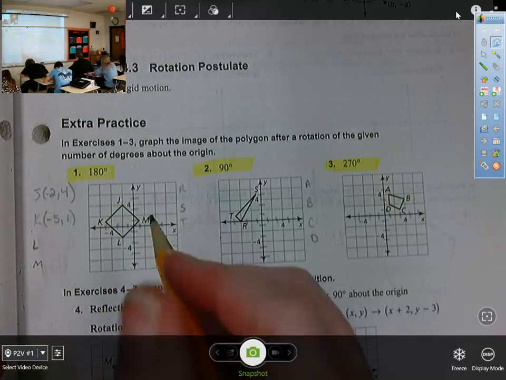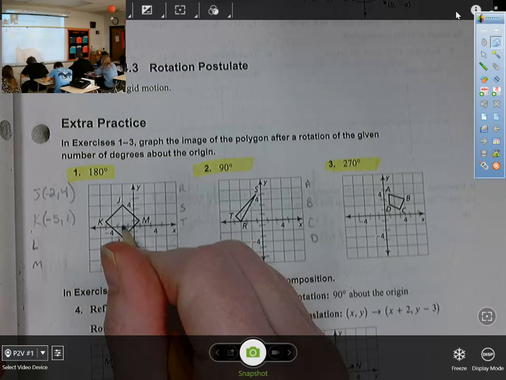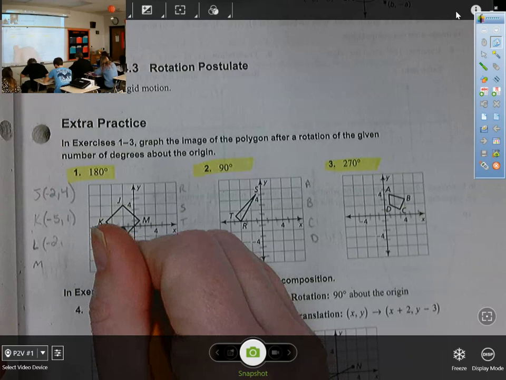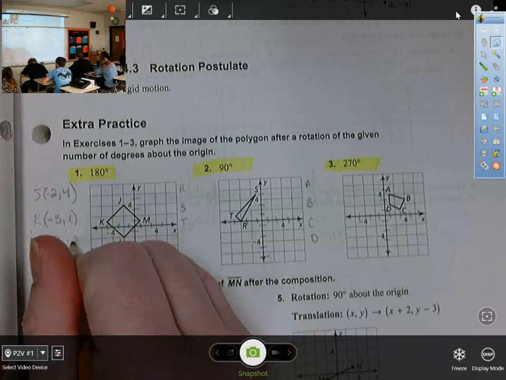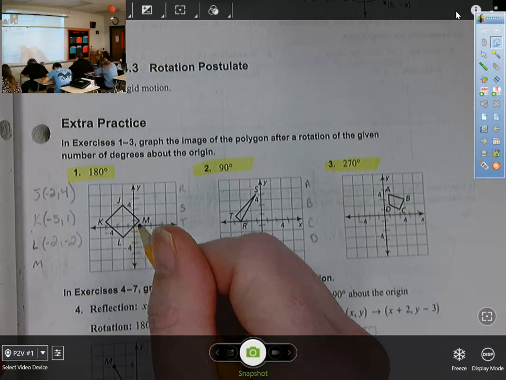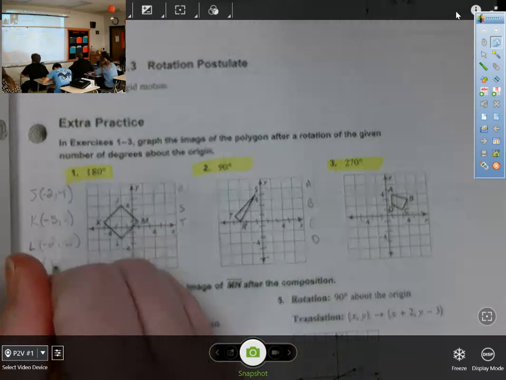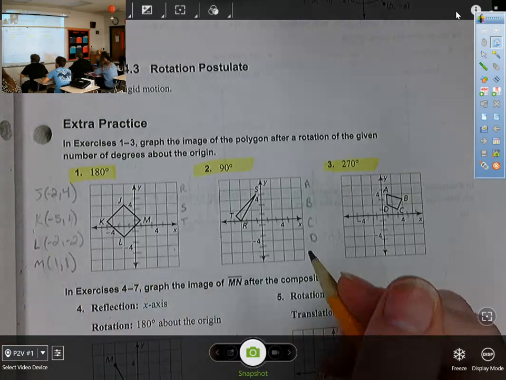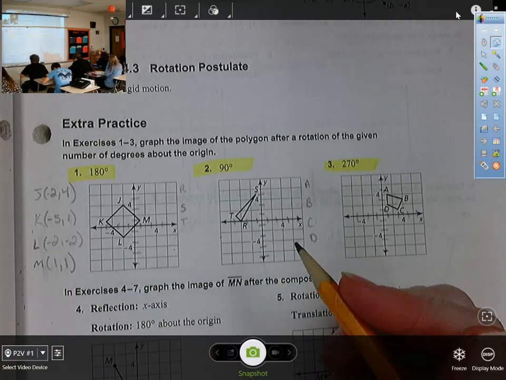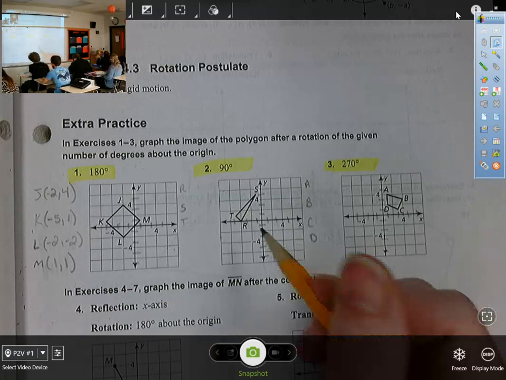All right, what about L? How many times do I have to count over to get to L? 2. So that's -2. And then what about down? 2. So that's -2. Now what about M? How many times do I have to go over to the right? 1. And up? 1. So that's (1, 1). Very good. So those are the coordinates for J, K, L, and M. Okay. All right, let's do the coordinates for R, S, and T.